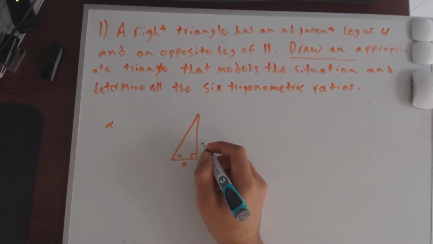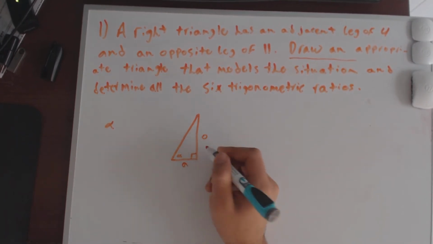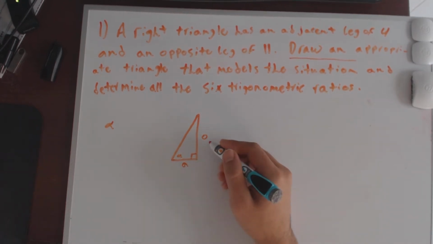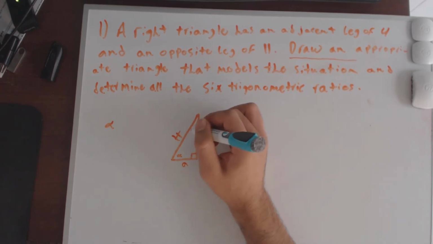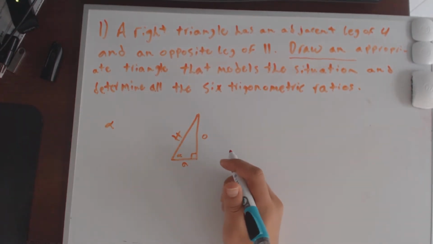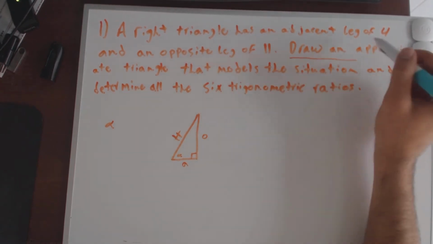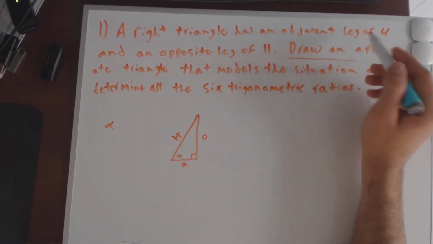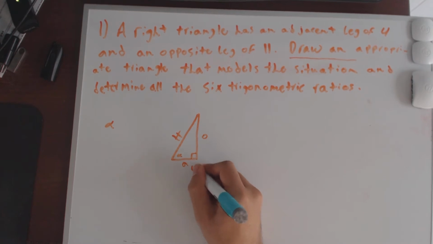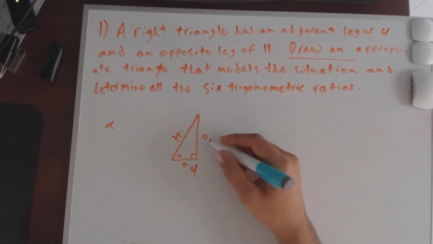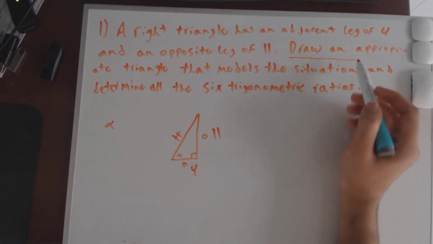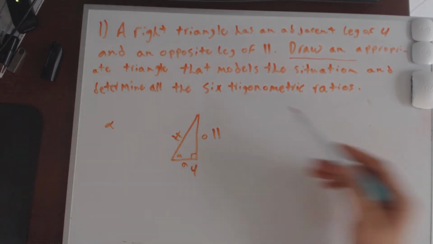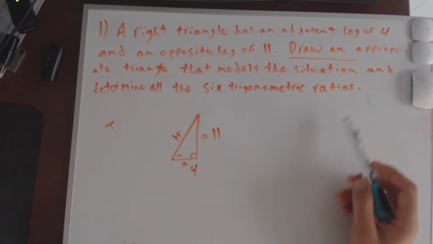and here will be the opposite leg. This adjacent leg and this opposite leg, and here will be the hypotenuse. So the adjacent leg is 4, so we know this is 4 now, and the opposite leg is 11. So now we have finished this step and we have drawn the triangle.